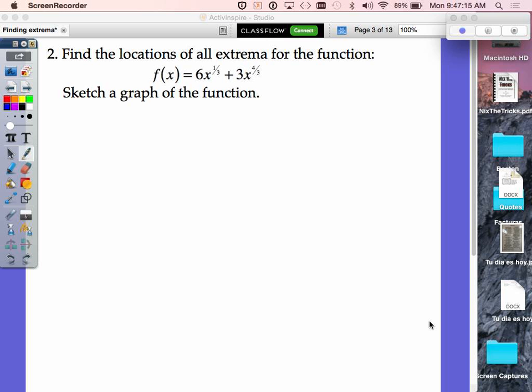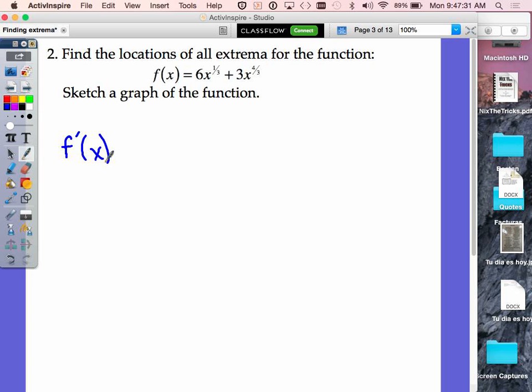Notice, however, that in this case we do not have a closed interval, and therefore the candidate test is not available to us. And so we need to use another approach, and we're going to look at that now. Again, just like the last time, the first thing we want to do is take the derivative, and this is a very straightforward derivative. F prime at x is going to be 1/3 times 6, which is 2x to the minus 2/3, plus, and we've got 3 times 4/3, which is going to be 4x to the 1/3.